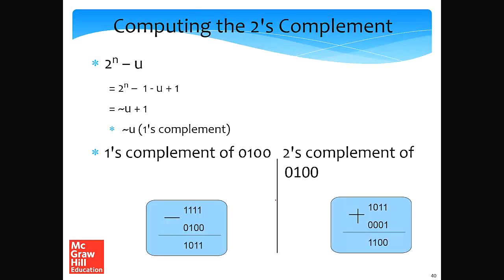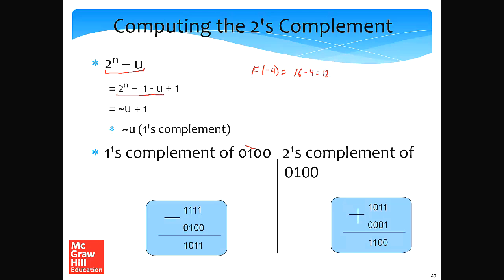So how do I compute the 2's complement very quickly? Well, let's take a look at what needs to be done. One thing that can be done is that, let's say I want to compute the 2's complement of 4, minus 4. So in this case, what do I do? I do 16 minus 4, which is 12. So I am essentially subtracting 4 from 2 to the power n to get 12. So I am doing a computation of the form 2 to the power n minus u, which can be broken down into 2 to the power n minus 1 minus u, plus 1.